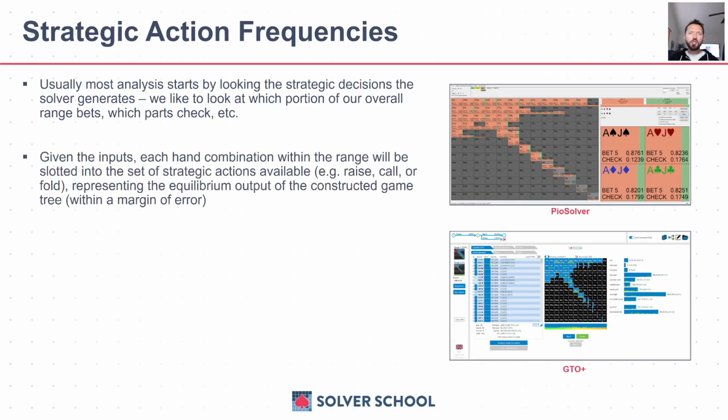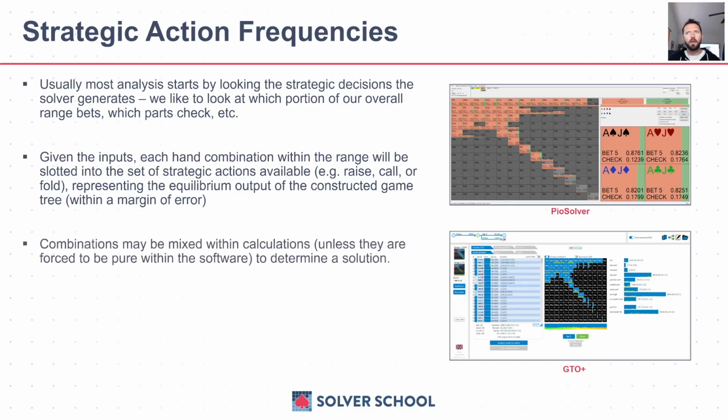Given the inputs, each hand combination within a range is going to be slotted into a set of strategic actions that are available. So, raising, betting, calling, or folding. And that represents the equilibrium output of the constructed game tree within that certain margin of error that we delineate at the beginning of the solve. Combinations can be mixed within calculations unless we did something to force them to be pure within the software to determine a solution.